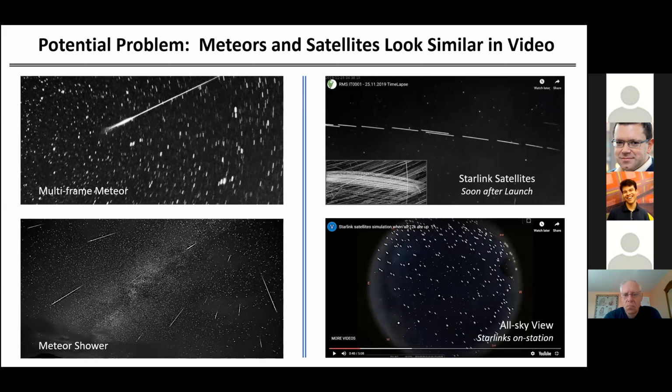When you look at the Starlink satellites, which is a new mega constellation that's going up in orbit, you'll notice that soon after launch, you see these streaks moving across these meteor video cameras. And in the lower right corner is what will happen with Starlink when all 12,000 satellites get on orbit. This would be an all sky view showing hundreds of satellites within the field of view. And that could be an issue as far as detection algorithms for meteor astronomy and the false alarm rates that satellites may cause.